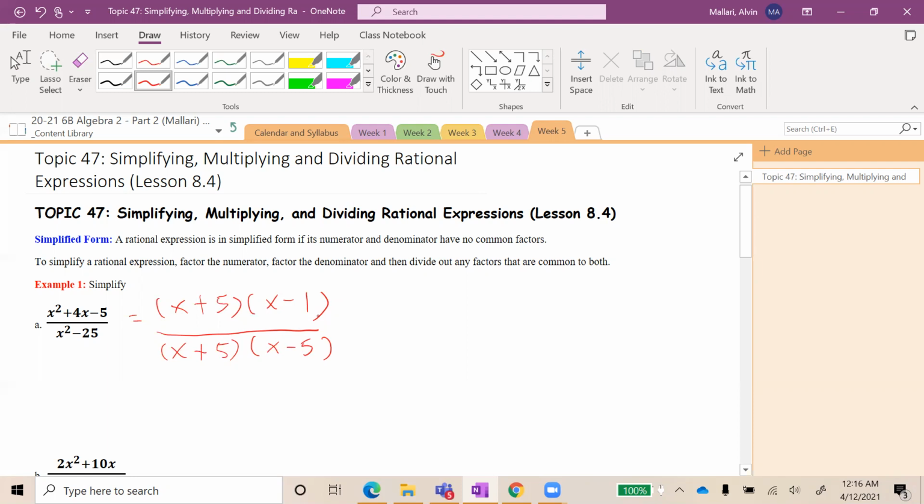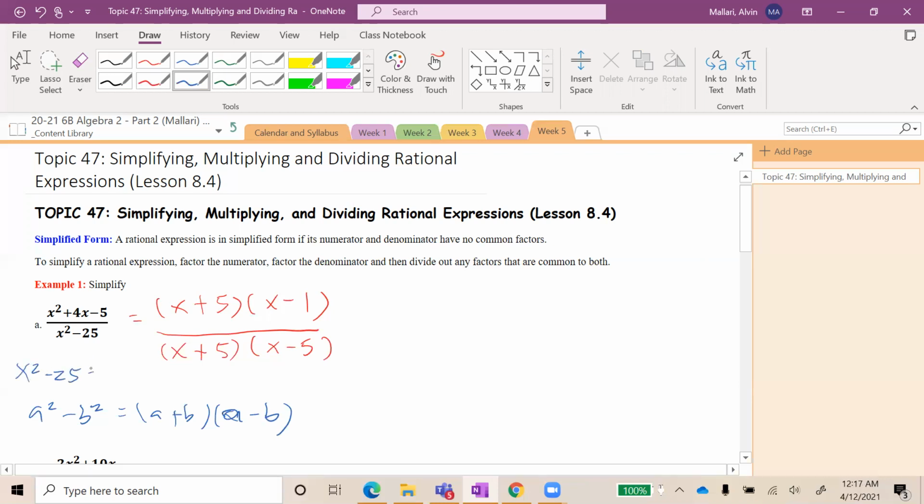Okay? Remember the form a squared minus b squared is equal to the product of the sum and difference of the two binomials, since x squared minus 25 can be rewritten as x squared minus 5 squared. So that's how we get the denominator's factors. Okay? Now moving on.